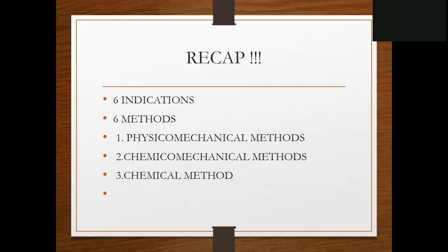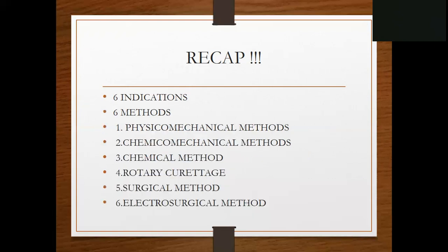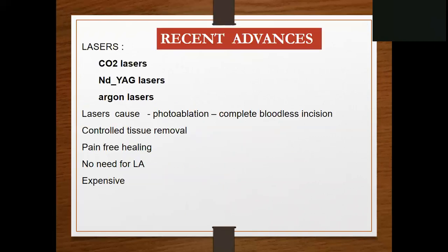And the 6 methods that we dealt with are the physico-mechanical method, chemico-mechanical method, and chemical method, of which the 3 chemicals that we use are sulfuric acid, trichloroacetic acid and negatol, of which only trichloroacetic acid is currently used now. Then comes the rotary curettage, surgical method and electrosurgical method.